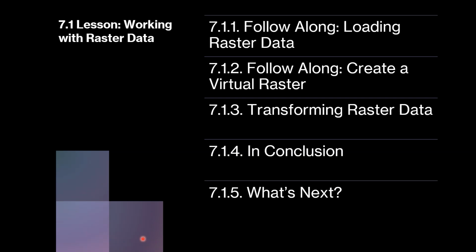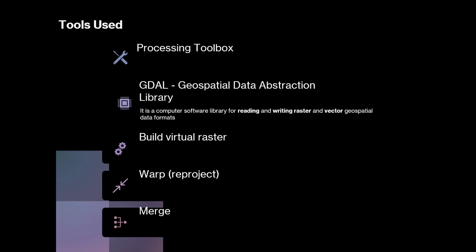We'll be loading raster data, and then we'll create a virtual raster. Then we'll transform the projection of the raster, and finally we'll merge the raster images together.